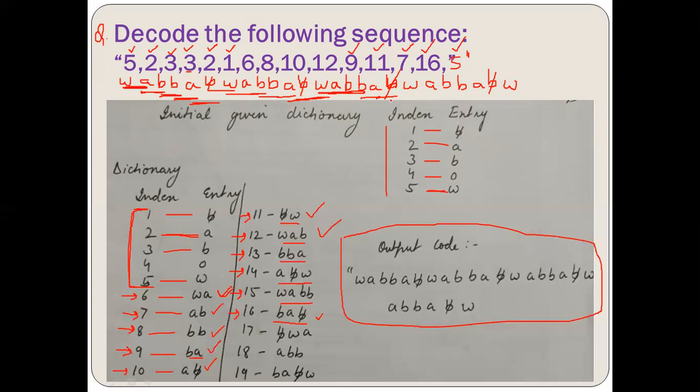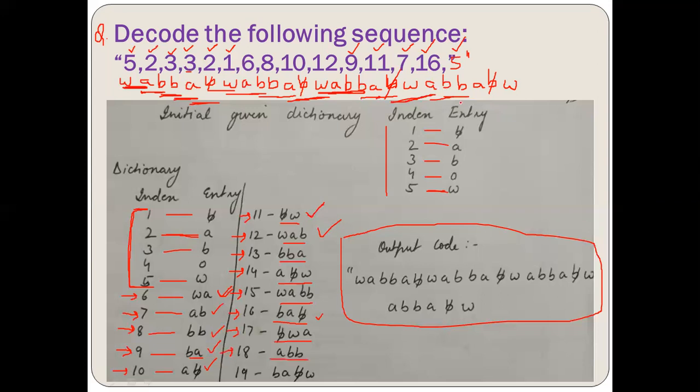from B bar I'll take, because till here we have already done. So B bar W is already there at 11th position. So B bar W, A will be taken. B bar W, A is not present. So at 17th position, I'm going to add as B bar W, A. Moving further, AB already there at 7th position. ABB not present. So at 18th position, I'm going to add ABB.